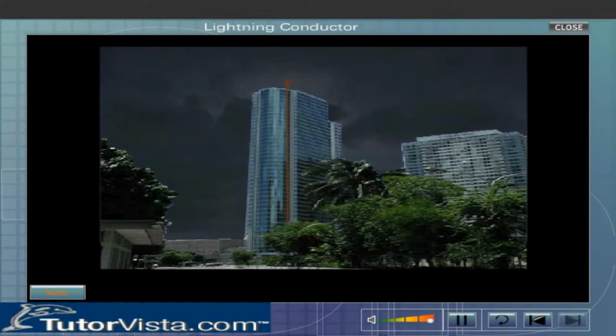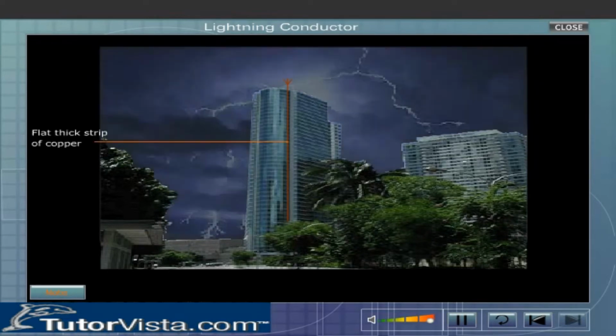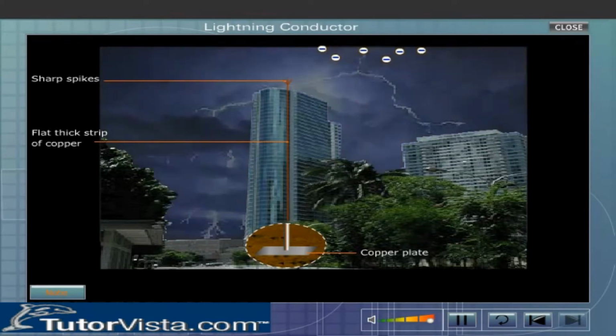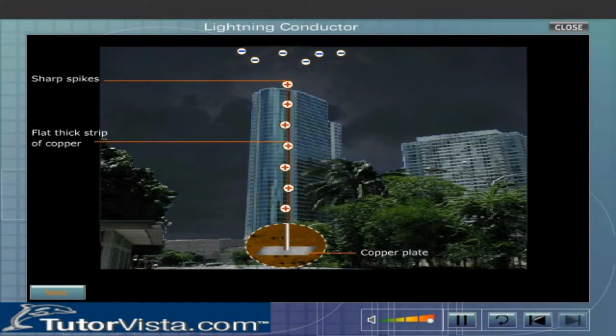A lightning conductor is a flat, thick strip of copper with several sharp spikes projecting from the highest point of the building. The lower end of the lightning conductor is connected to the copper plate buried deep into the earth to provide good earthing. When a negatively charged cloud passes over the building, it induces positive charge on the spikes and negative charge on the copper plate.